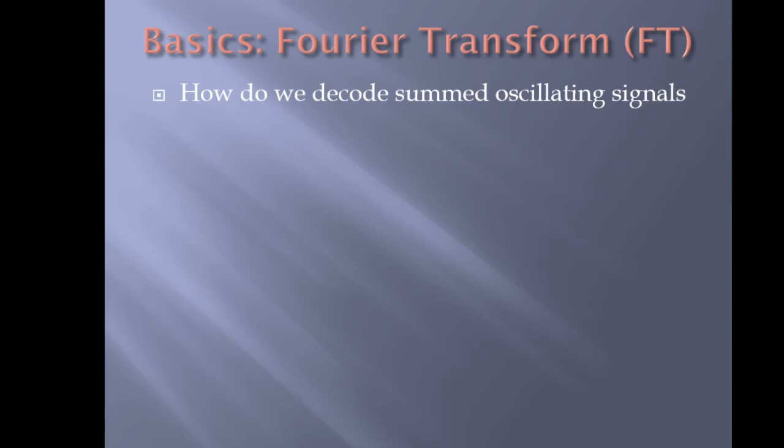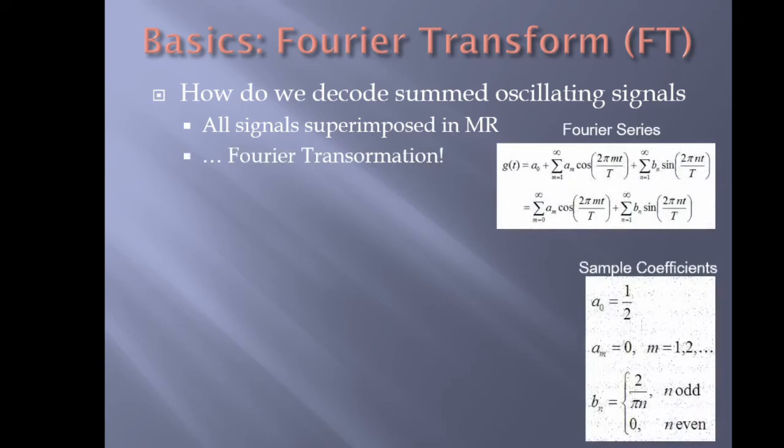So how do we decode the summed oscillating signals? Let's jump forward a little bit. Remember, when we take an MR image, every single thing that's happening inside that bore is summed together. Every single proton. There are billions, trillions of these things, all stacked on top of each other. We just listen to one signal coming through one antenna. So how the heck do we parse all that out? Well, Fourier Transform to the rescue.